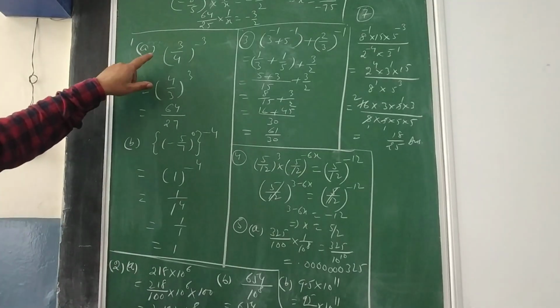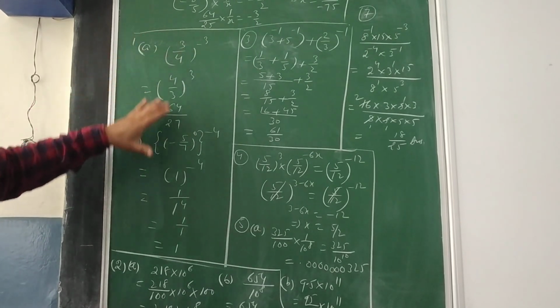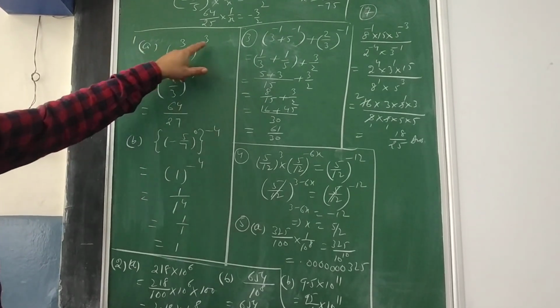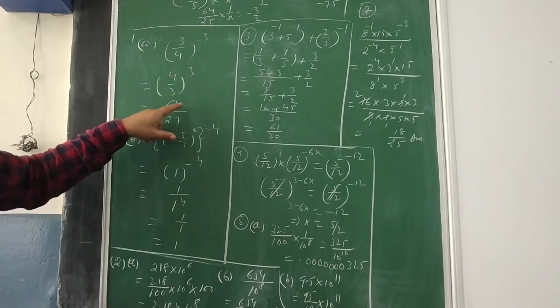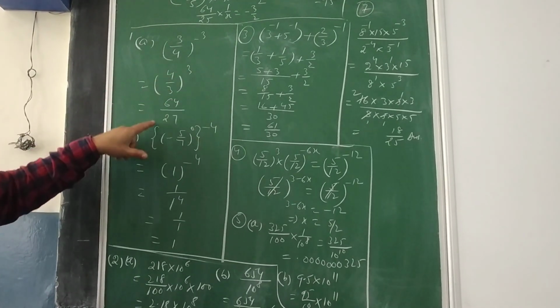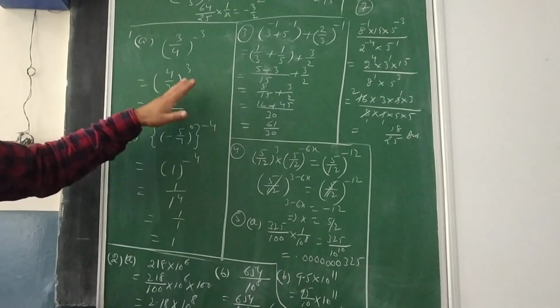Your first question, you have to express this somewhere, evaluate. So power is minus, make it positive by taking the reciprocal. 4 three times you will multiply 64, 3 if you will multiply 3 times 27. So that will be the answer.